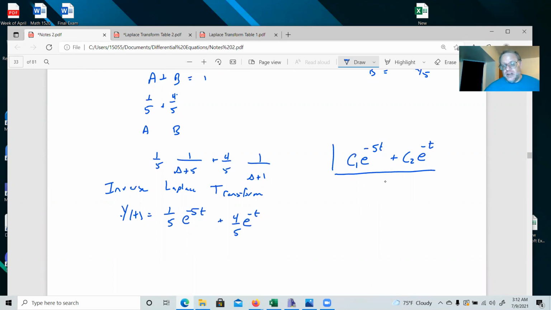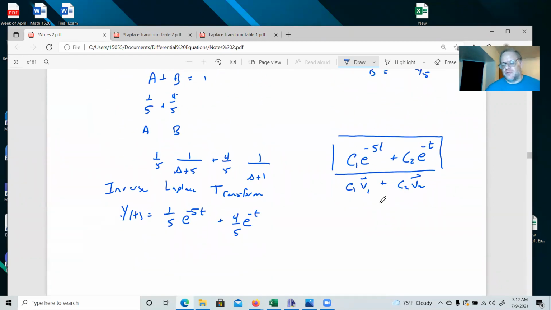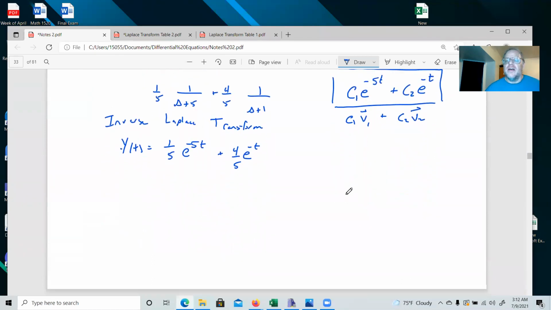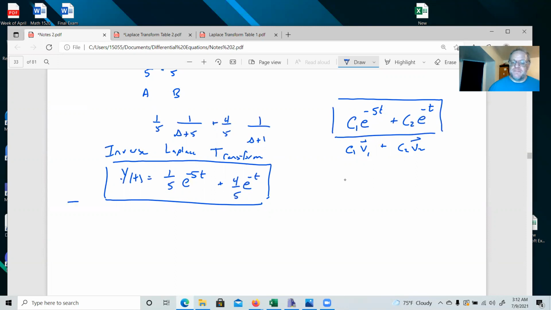If you're in linear algebra, you can say, well, that's a nice vector space. It's a subspace of R2, I think. But there we go. All right, but there's our answer. We're done. You don't have to do anything more, that's it.